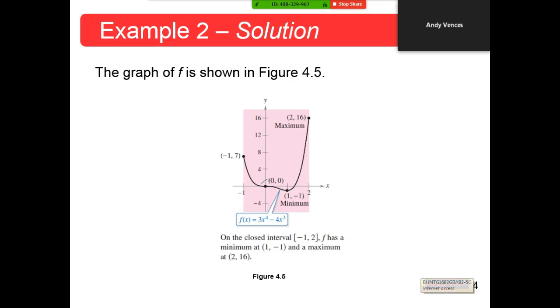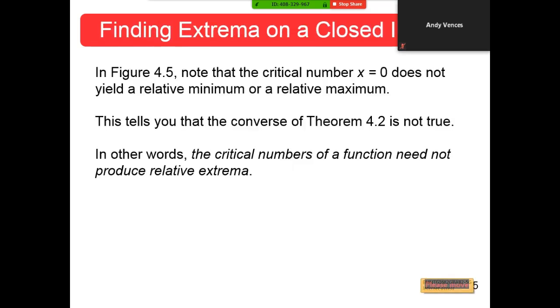Let's move on to, I believe this will be the next page, 210. I'm trying to find the verbiage here. Oh, here it is at the bottom of 209. Sorry, I jumped too soon. I don't jump well. Okay, in figure 4.5, the one we were just showing, note that the critical number x equals, oh, look at that, they saw this too. The x equals 0 does not yield either a relative minimum or a relative maximum.